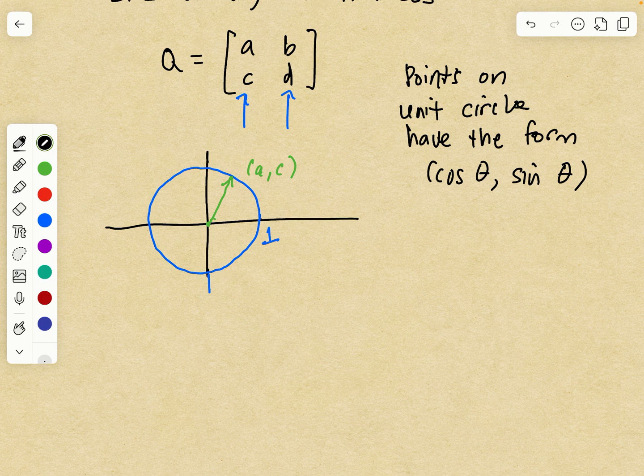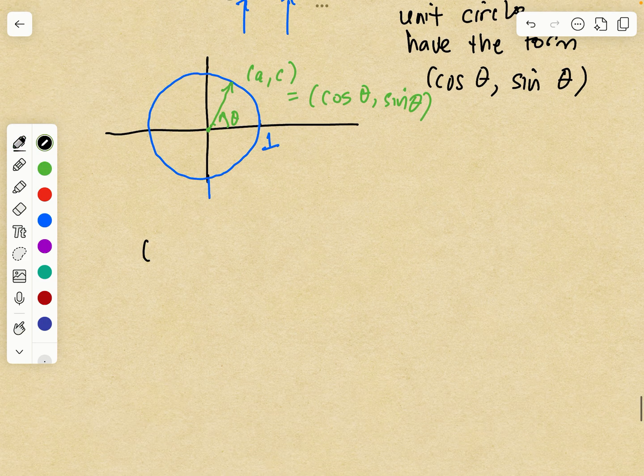So what this is saying is if this angle out here is theta, then my (A, C) is actually (cosine theta, sine theta). So I can write the first column of Q as (cosine theta, sine theta). Well, what about the second column? The second column is also of the form (cosine theta, sine theta), but it might be a different theta. In fact, it will be a different theta because I know that the second column has to be orthogonal to the first one.